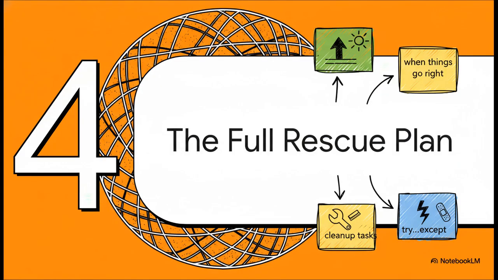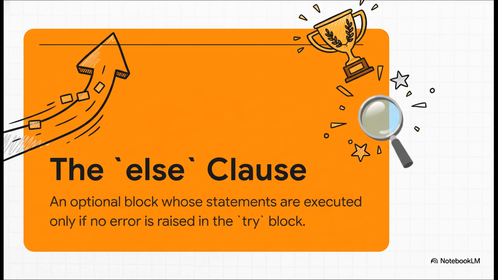But hang on, this safety net can get even more sophisticated. That basic try-except structure is just the beginning. We can also add special instructions for what to do when things go right and for cleanup tasks that absolutely have to happen no matter what. First up, we've got the else clause. You can think of this as the success clause. If all the code inside the try block runs perfectly with no errors, no exceptions at all, then and only then the code inside the else block will run. It's kind of like a victory lap for your code when everything goes right.